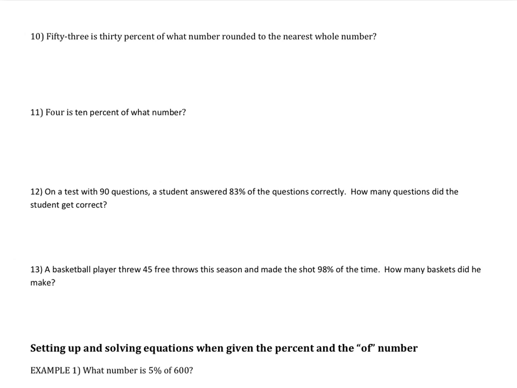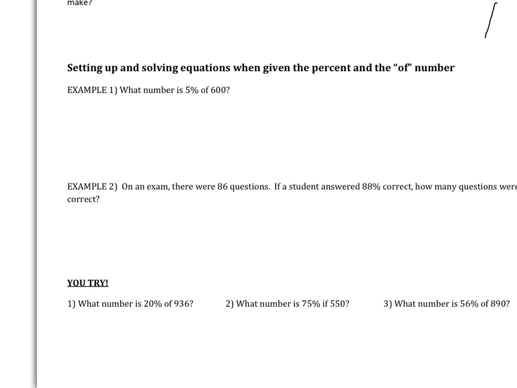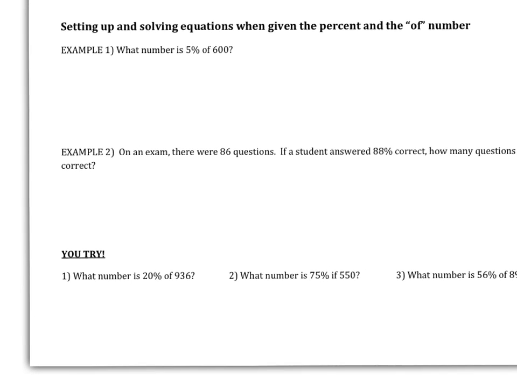Alright, we are going to go through one more type of question that we might see. And so we're going to come down to where it says setting up and solving equations when given the percent and the of number. So, again, we're just going to directly translate. It says, what number is 5% of 600? So, what number? I'm going to use n. What number n is, I'm going to use equal.